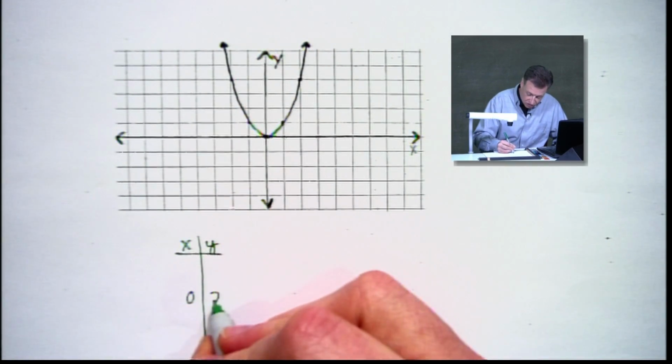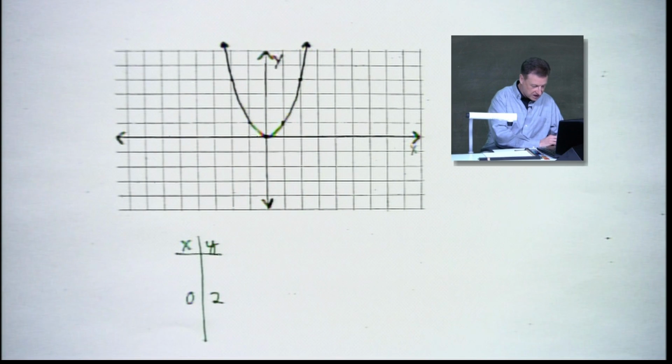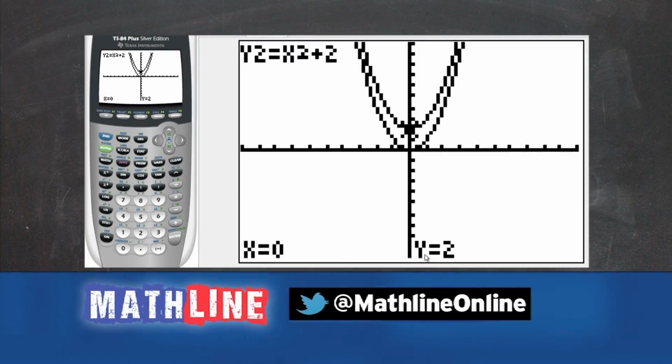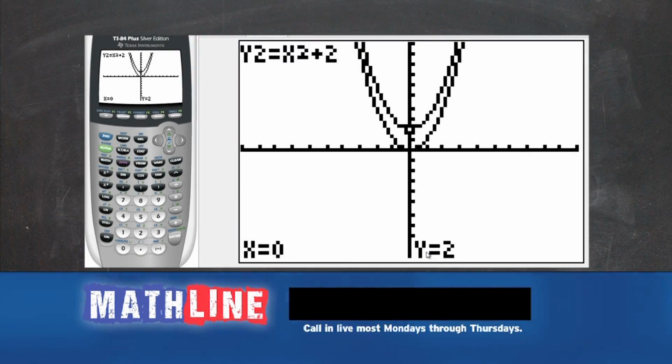And this is 0, 2. You say, Ernie, how'd you know that? I traced. There it is. 0, 2. See that? There we are. So we're going to create the table. And we're going to move along here.